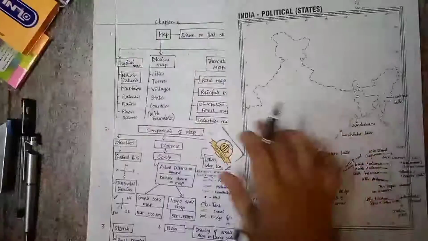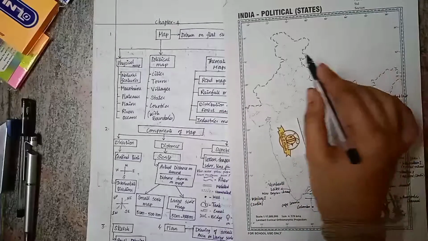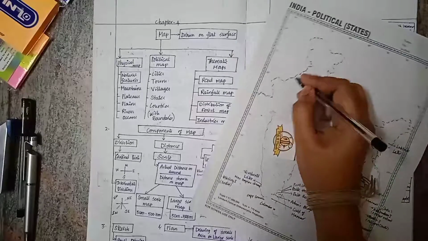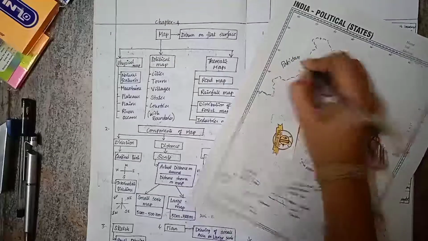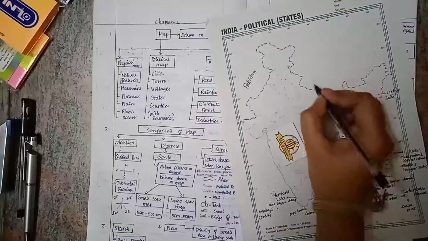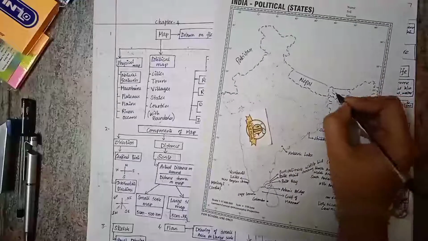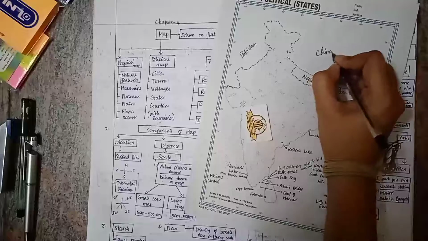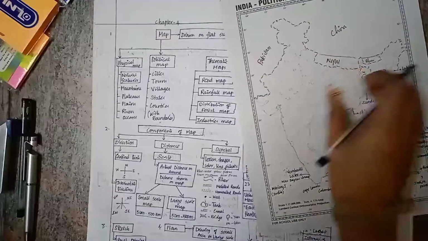So this is a political map. In this political map, you can see the boundaries. The boundaries of the states are clearly given and the boundary of the country is also clearly given. So this is the boundary which divides Pakistan from India. And this is the boundary which divides Nepal, and here Bhutan, and here we have China. So we have international boundaries as well as state boundaries.